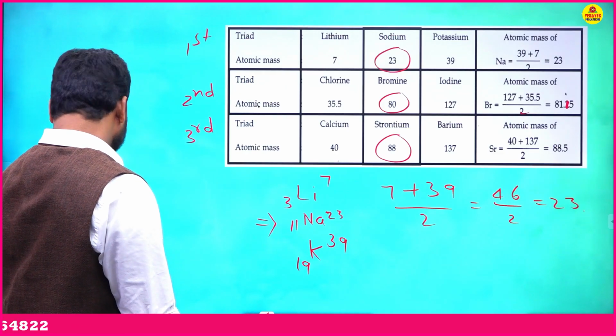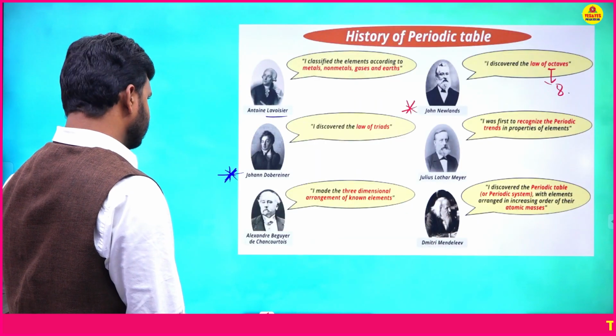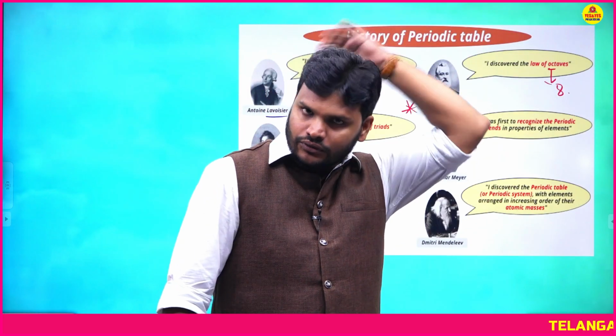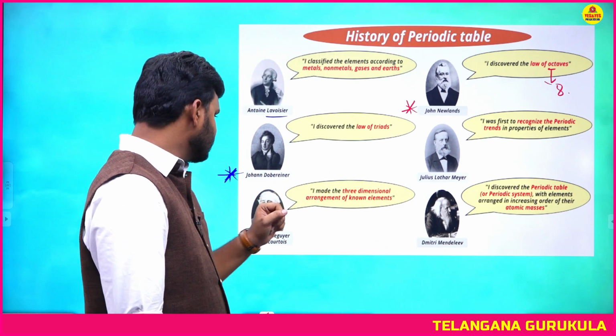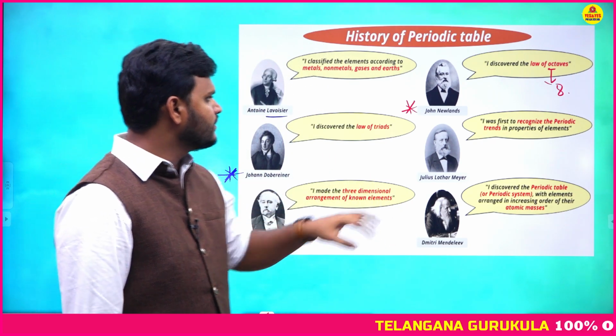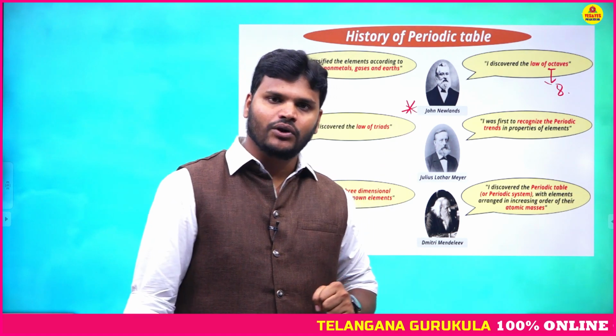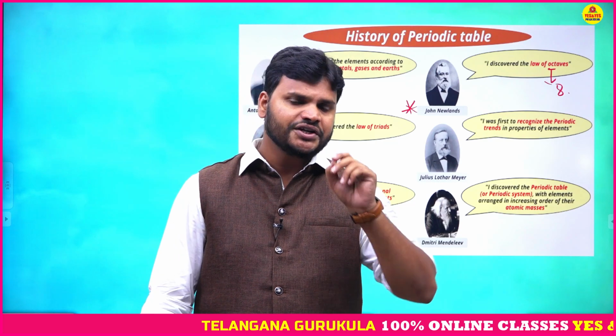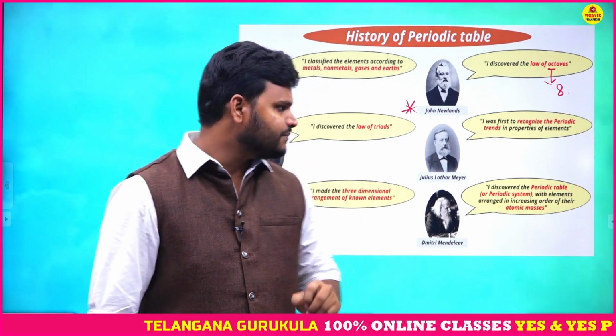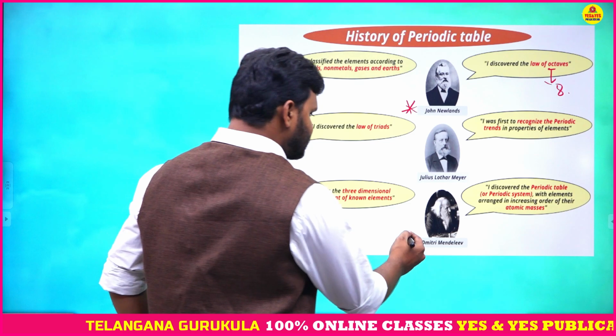Come back. So we have successfully discussed the Dobereiner concept and the law of octaves concept. These two are very much important. Next, we need to discuss the Mendeleev concept. That is also very much important.